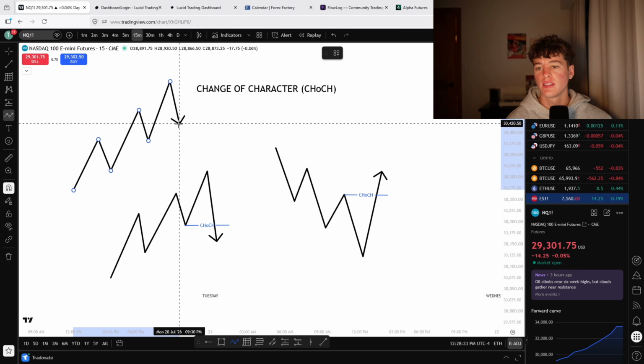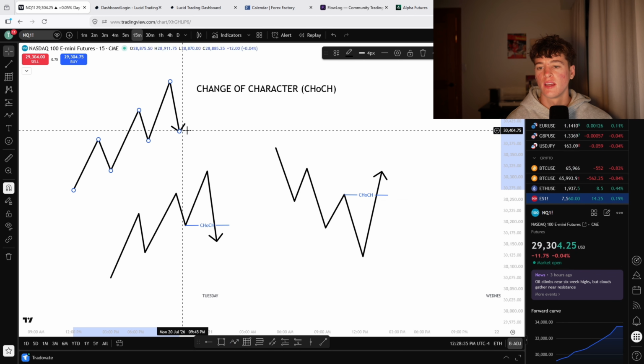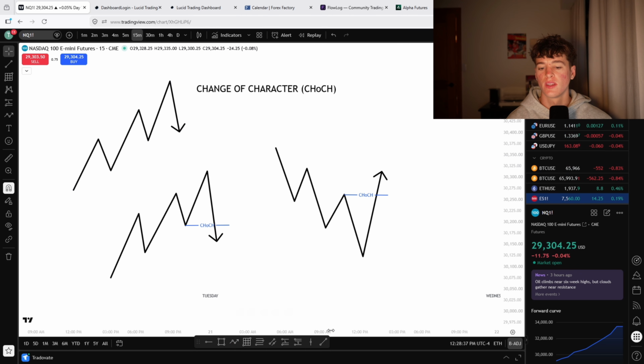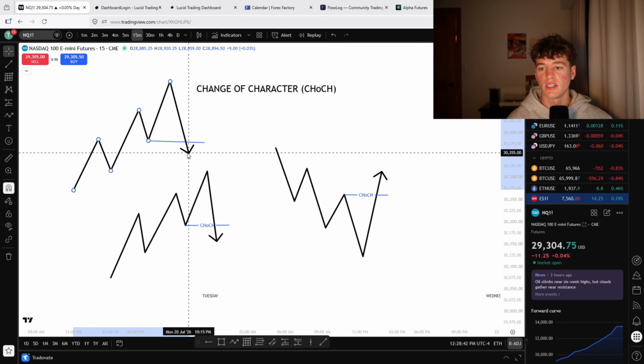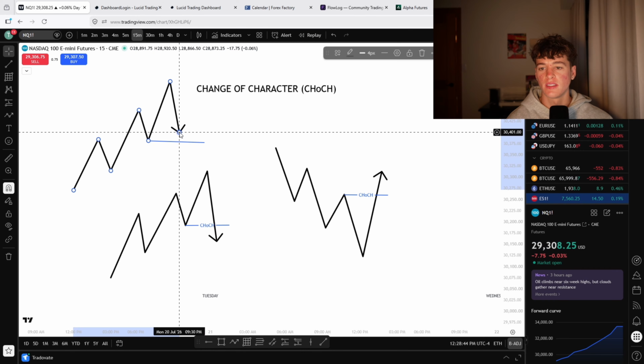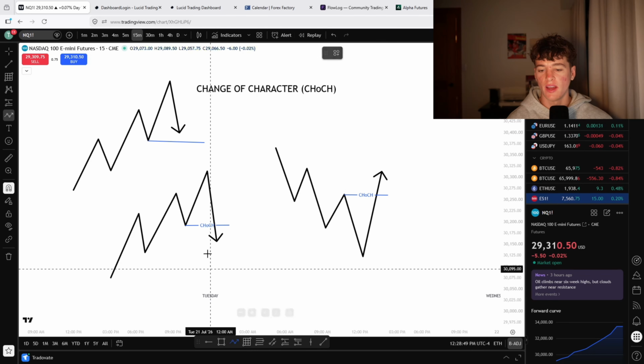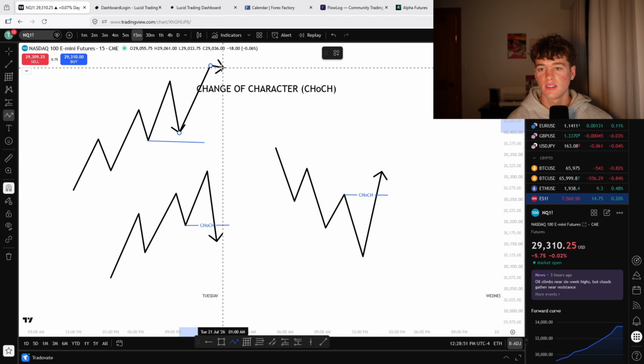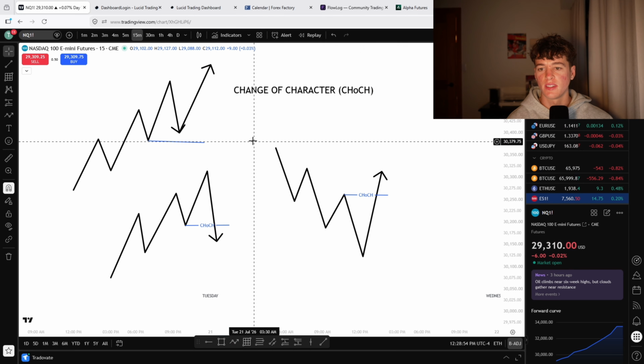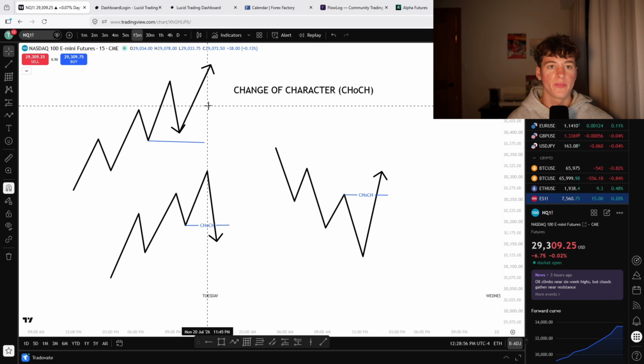And then do you guys think that this is a change of character? No, right? Because we didn't come below this swing low. This would be a change of character. But this isn't, because how can you tell that we're not just gonna go back up like this? That just looks like a healthy uptrend to me right there. So I hope that makes sense. Change of character. Again, super simple. As always, don't overcomplicate it. And yeah, that's our second confluence of the day.